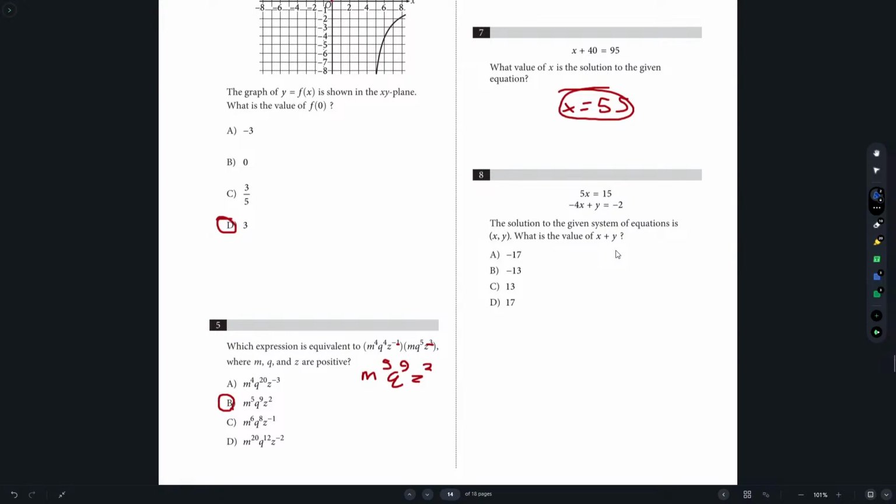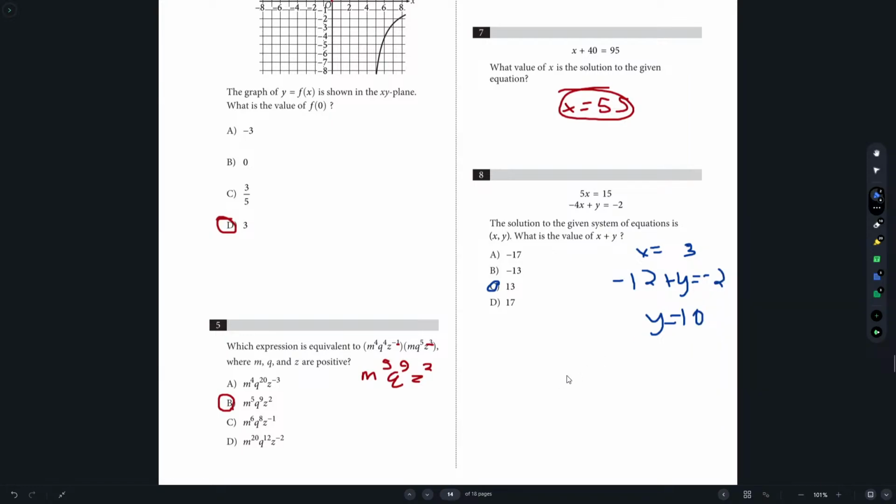What is the value of x plus y? Well, we have x is equal to 3. Negative 12 plus y is equal to negative 2. Add 12 on both sides, and we get y is equal to 10. So that would give us 13.